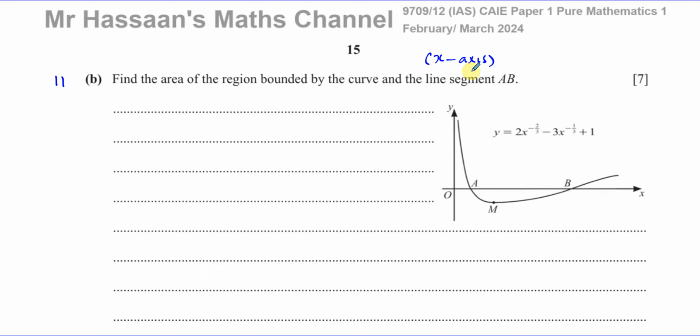Okay, and so basically what we have to do is find this area between the curve and the line. In order for us to do that, we have to integrate the function y with respect to x, but between the limits of the x coordinate of a and b. And that will be the area of this section, which is enclosed between the curve and the x-axis.